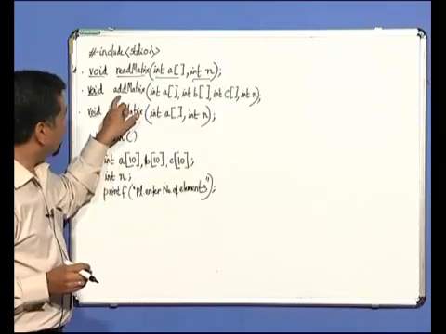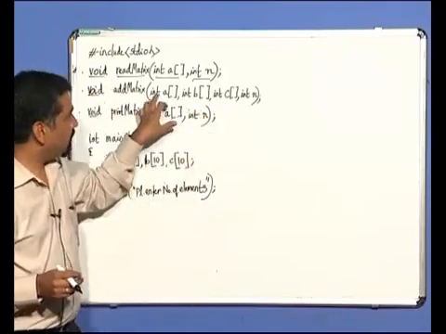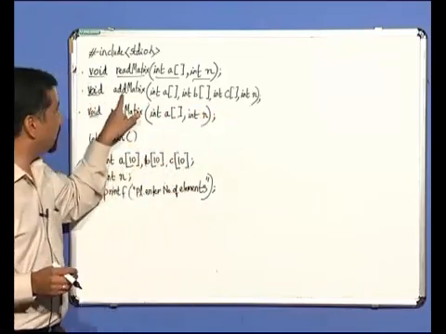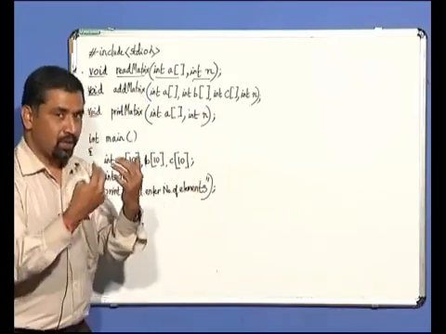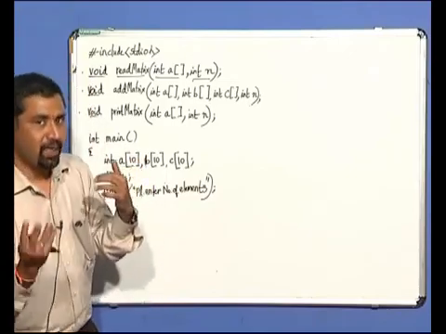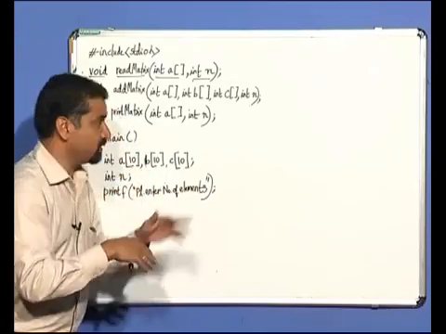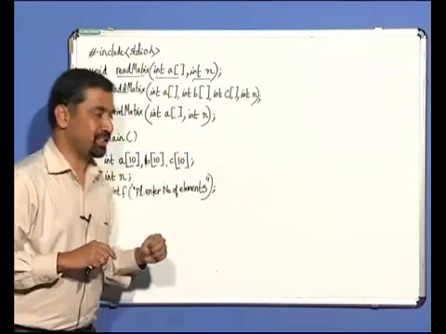Second function, the name is add matrix. It has 1, 2, 3, 4 arguments. First 3 are arrays because it is going to add, so it needs to receive 3 matrices. In 2 of the matrices values will be there, and those values will be added and put into the third matrix, and it also needs to know the size of the matrix. So 4 arguments are there.